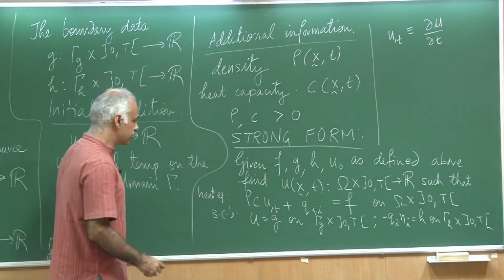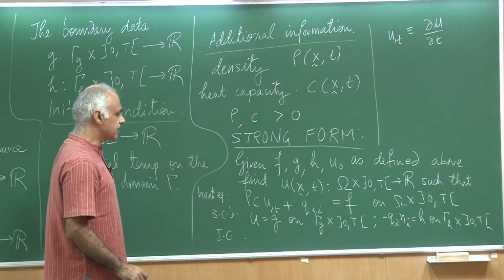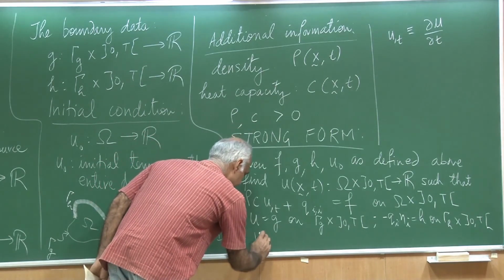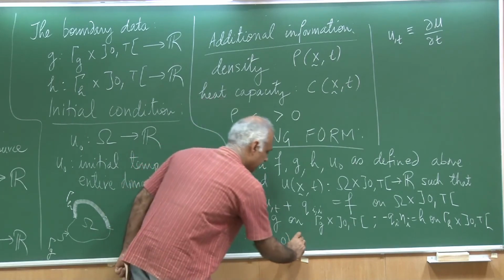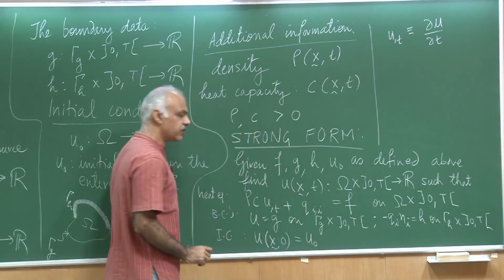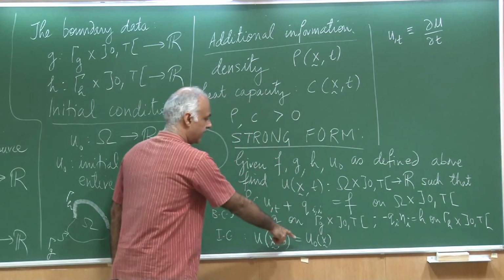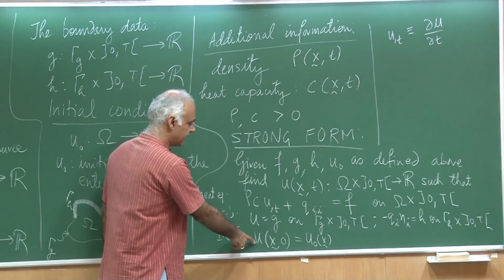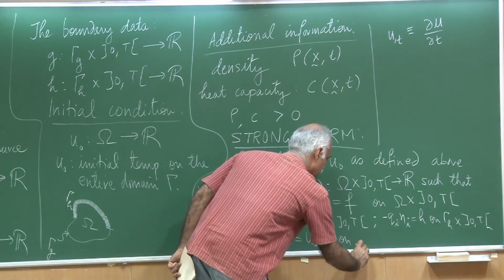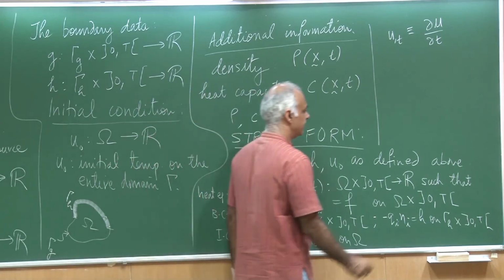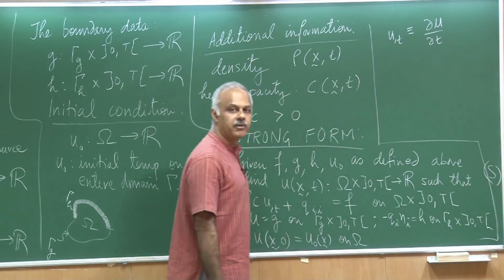And finally, I would like to specify the initial condition, which we have said is u0. So, u at any point x, but at time t equal to 0 is going to be given as u0, which is the initial temperature at every point on the domain, and this is not a function of time, only the left hand side is. So, this field is given to us, and this is on omega. This here we will refer to as the strong form of the problem.